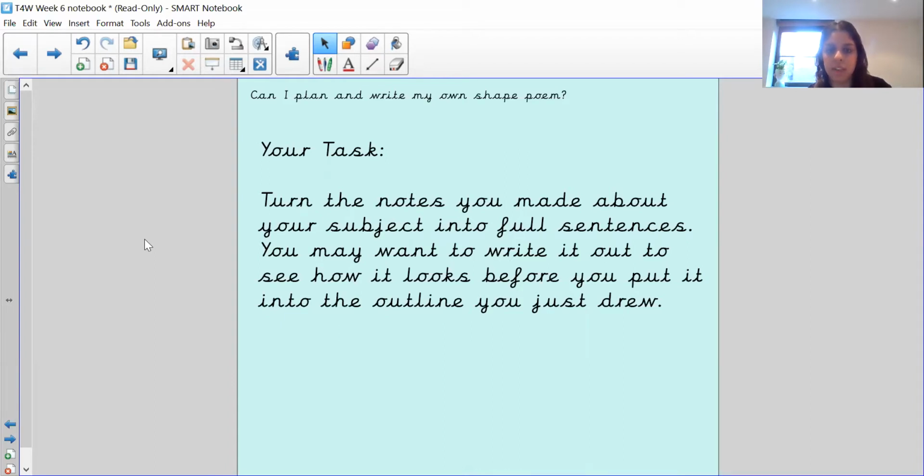And you want to write it out to see how it looks before you put it into the outline you just drew. So if you'd like to plan it first on a piece of paper and then do one in neat, that's absolutely fine. If you choose to colour in your object, please make sure you do it really lightly so that we can still see your writing. If you push too hard, we won't be able to see it. I really look forward to seeing your poems on Tapestry.